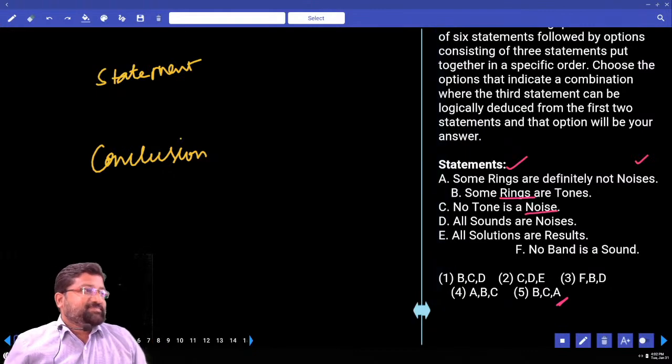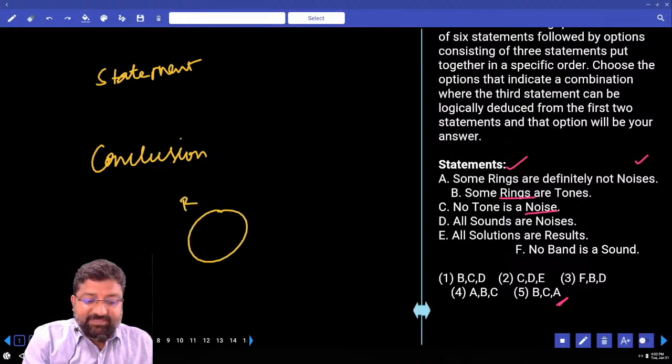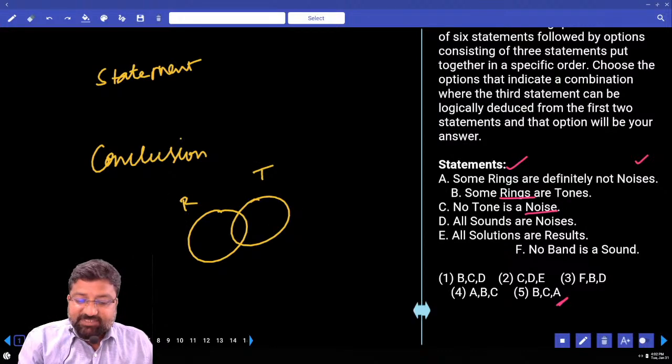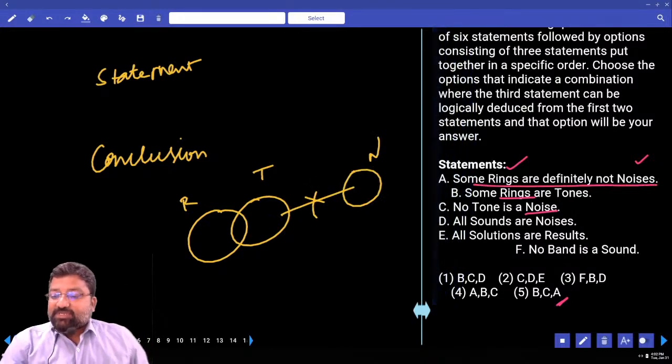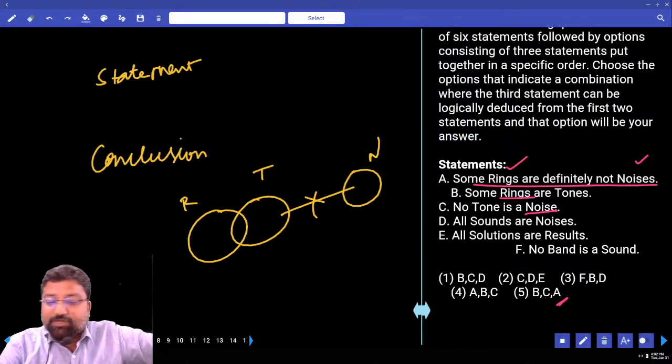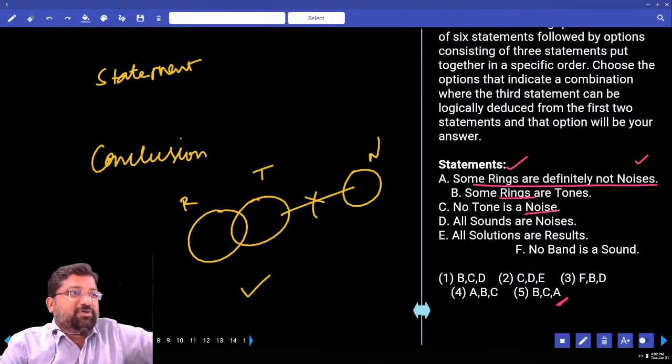Now B and C are my statements. B, some rings are tones. C, no tone is noise. What is the conclusion? Some rings are not noises. Some rings are noises, right. Some rings are not noises, right.